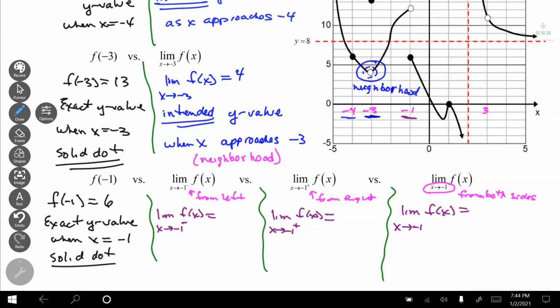Now, these limit questions are a little bit different because it doesn't matter if it's an open or closed circle. So I have -1 with a little minus sign from the left, -1 with a little plus sign from the right, and -1 with no plus or minus sign. That means from both sides. And we're going to talk about that in a little minute.